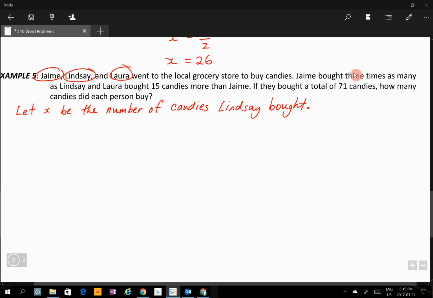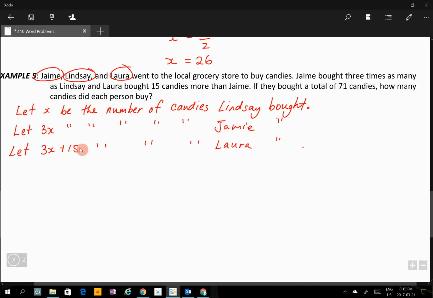Okay, so then Jamie bought 3 times as many as Lindsay. So let 3x be the number of candies Jamie bought. Okay, and then Laura bought 15 candies more than Jamie. So if we know Jamie bought 3x candies, then we add 15 more, and that's the number of candies that Laura bought. Okay, so those are our 3 expressions for each of the people here.